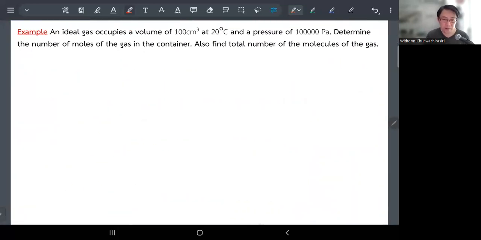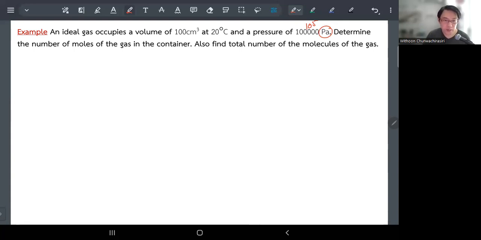Try this problem first. I think this is a plug and play problem. An ideal gas occupies a volume of 100 cubic centimeters. All right, so we have a unit that we need to take care of for sure. At 20 degrees Celsius, it's in Celsius. All right, we don't like that. We want absolute temperature. And the pressure is 10 to the 5th Pascal. Pascal, we love it because Pascal is already in the SI system. I think you learned it from fluid dynamics in Physics 1, yeah?